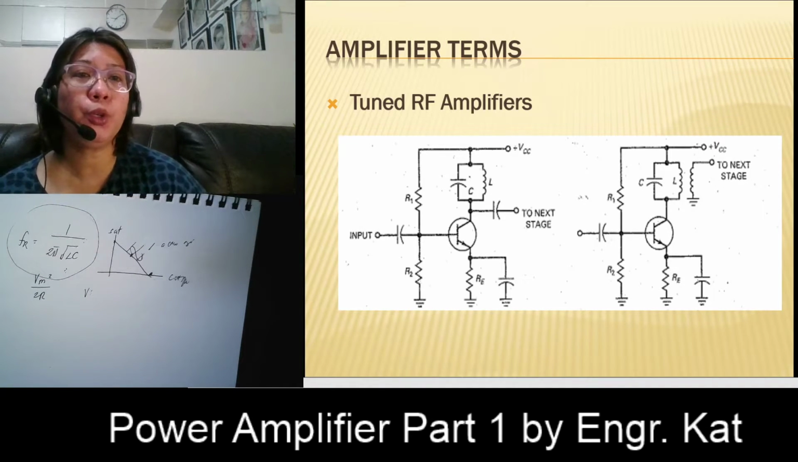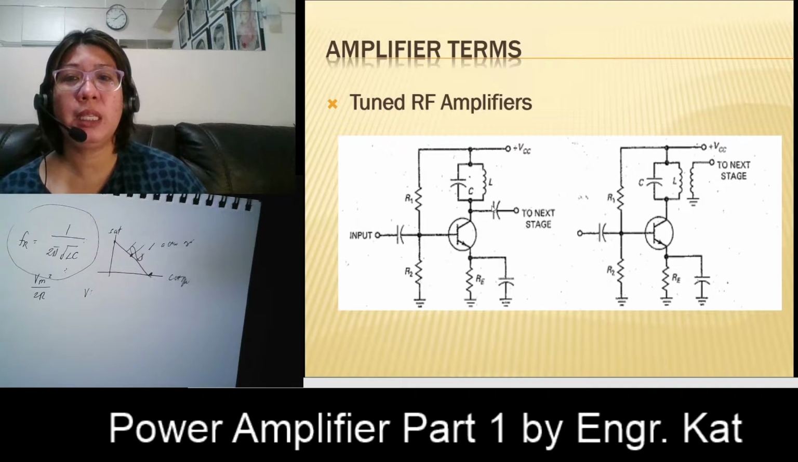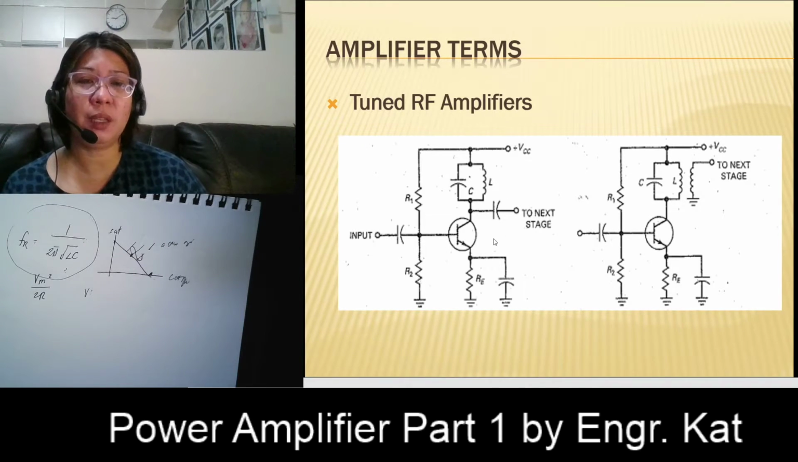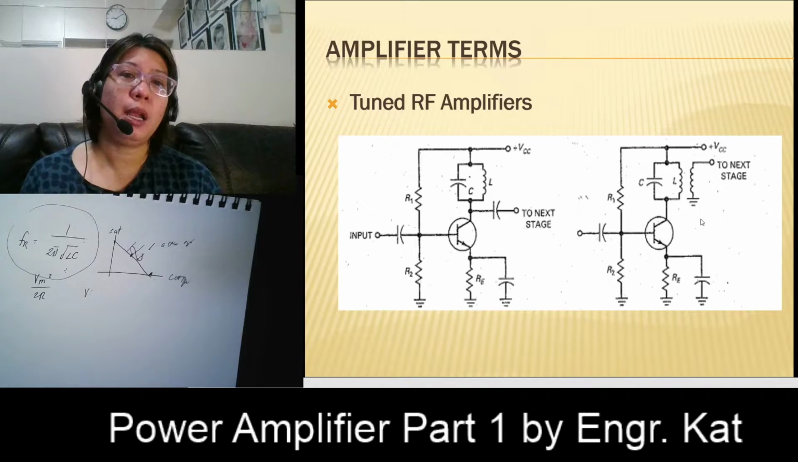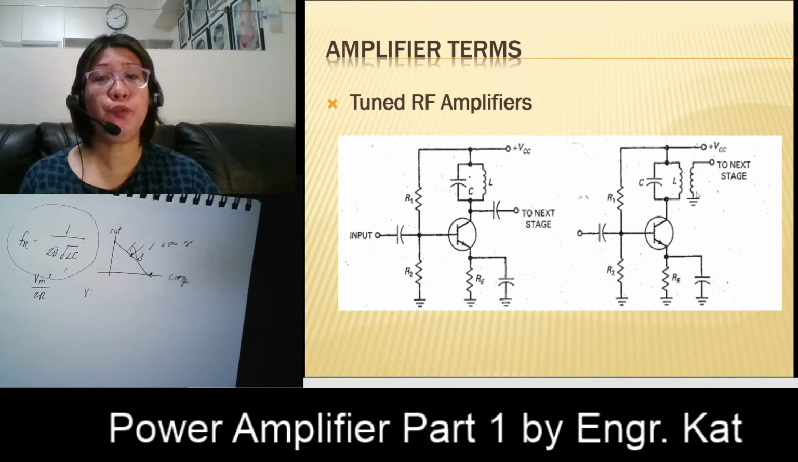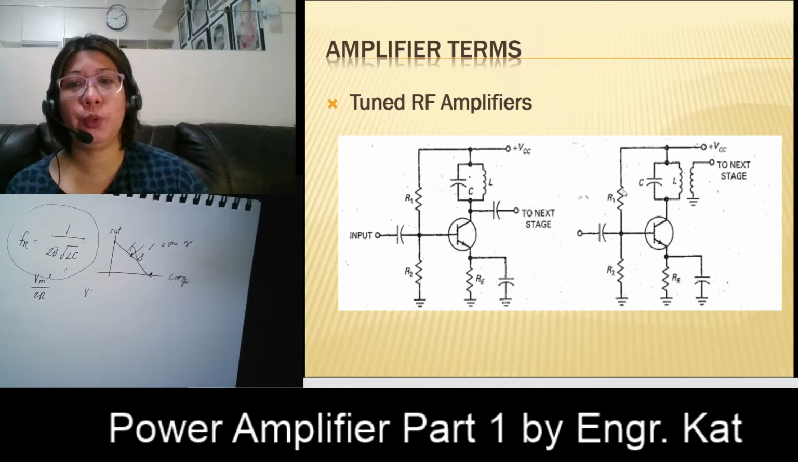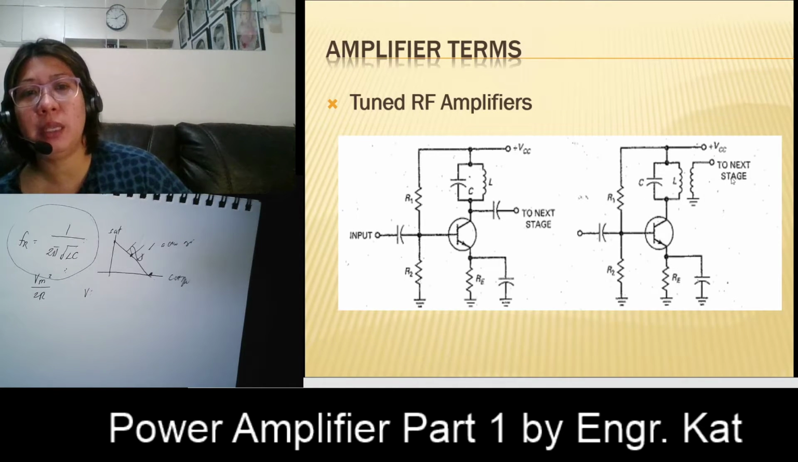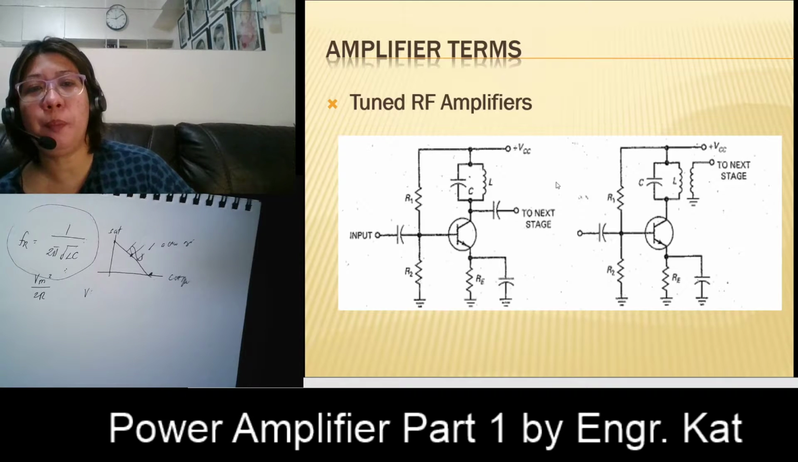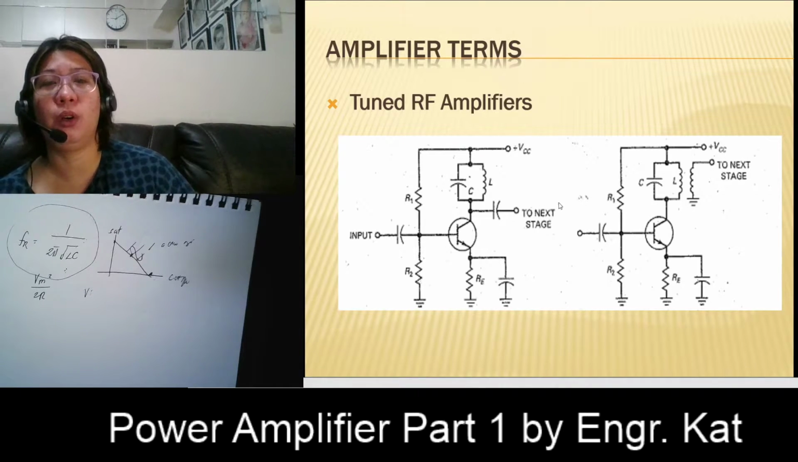Okay? So for your tuned RF amplifiers, since L and C are both frequency dependent, we can connect them either using capacitors, capacitive coupling, or inductors, what we call transformer coupling. Okay, so no direct coupling, because these two are dependent on a certain cutoff frequency.